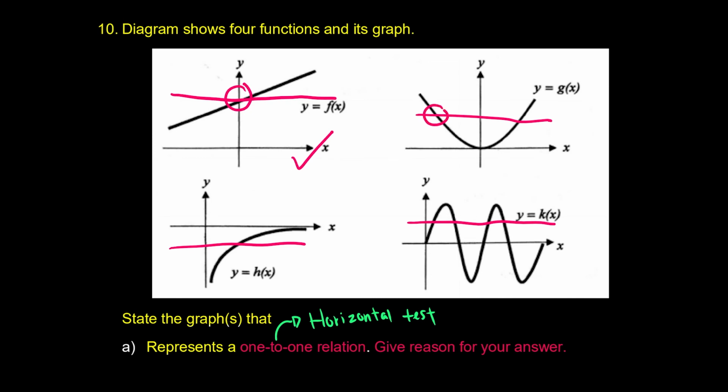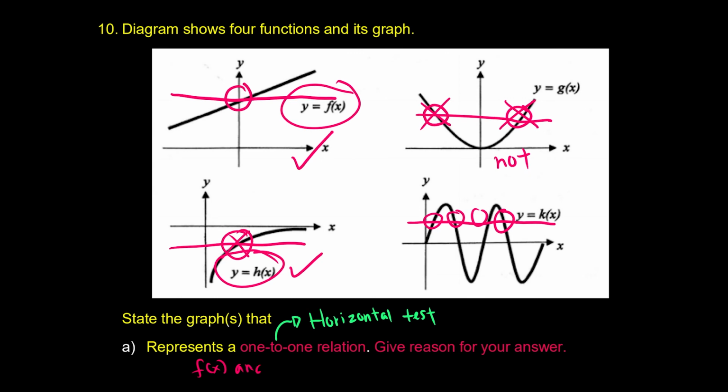Can you see that? This one has 2 intersections. Oh no! So this is not a 1-to-1 relation. And this one is fine because it has only one intersection. And this one is even worse. We have 4 intersections. So it's not a 1-to-1 relation. So we can conclude that it's only fx and hx, because every object has only one image and every image has only one object.